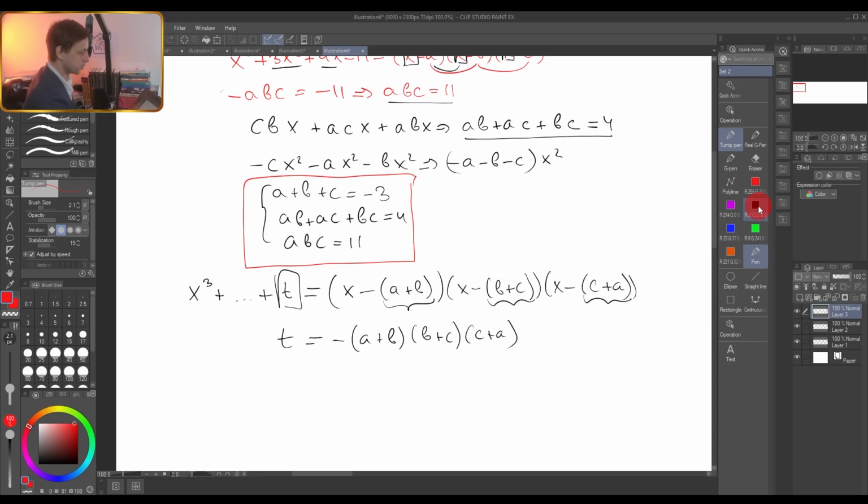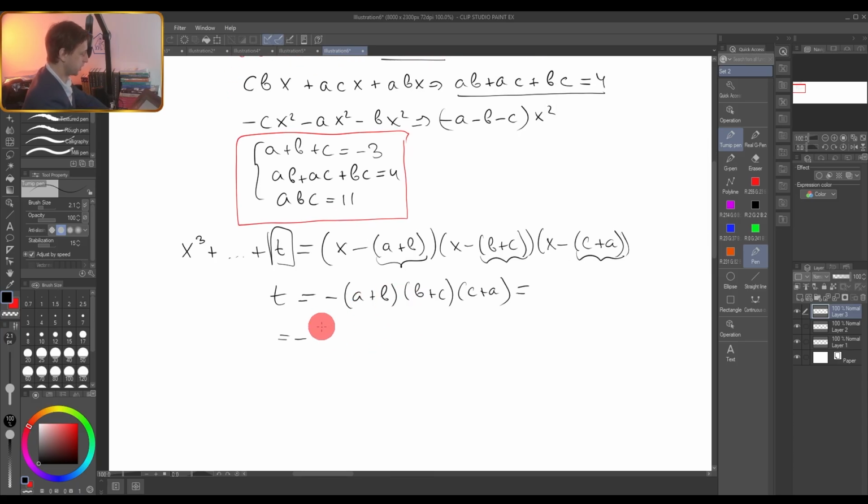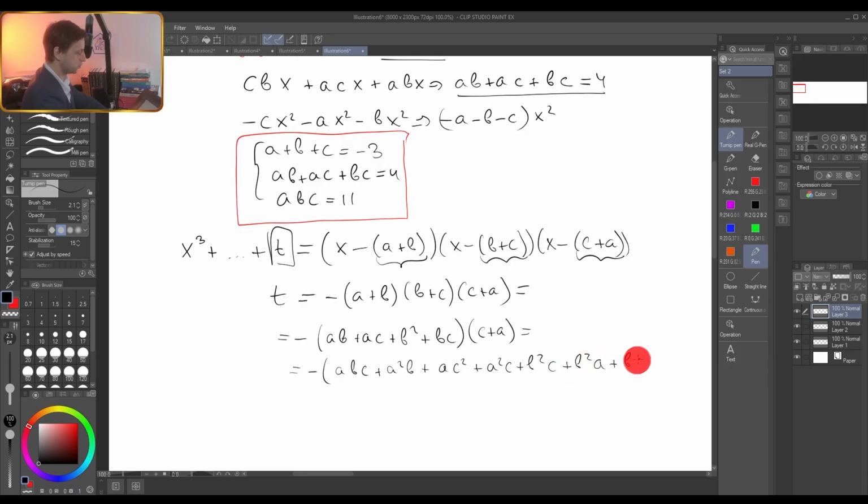That's the main idea. So here, the best approach is simply to multiply. So it will be minus a plus b times b plus c. It will be ab plus ac plus b squared plus bc. Okay, and times c plus a. Eventually, let's do our final step: abc plus a squared b plus ac squared plus a squared c plus b squared c plus b squared a plus bc squared plus abc.